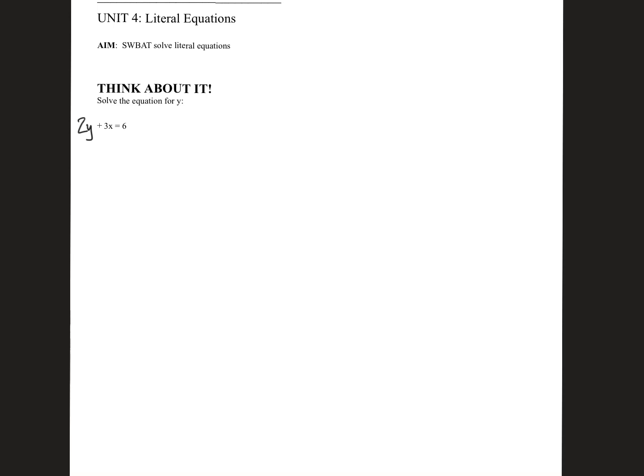Okay, so this lesson is all about solving what's called literal equations. We haven't done this before, okay? If you think about it, we have 2y plus 3x equals 6. We've never had an equation that had an x and a y in it before. So that's what we're going to learn how to do today. I'm going to walk you through this step by step.